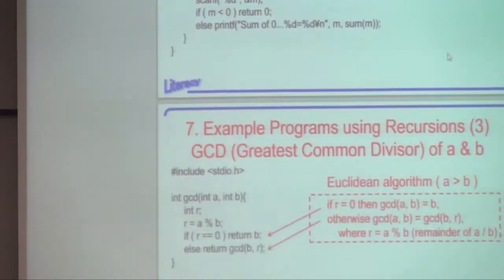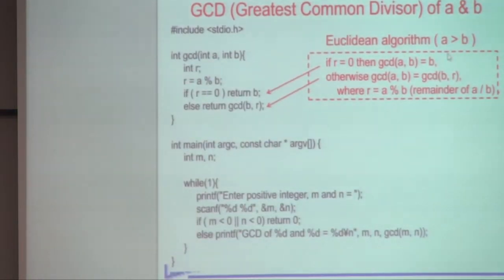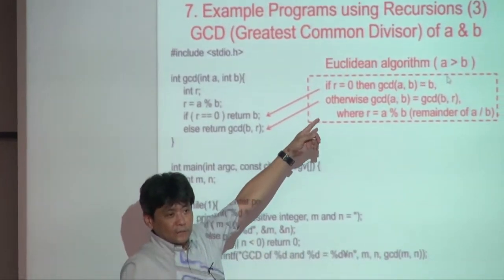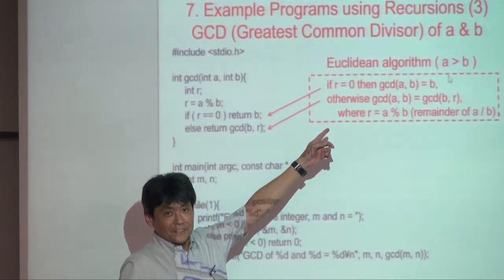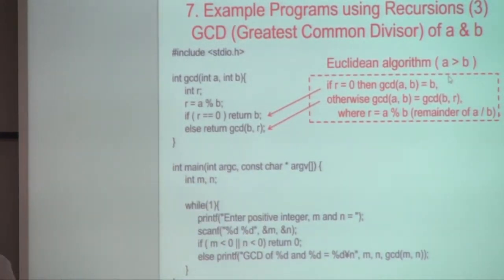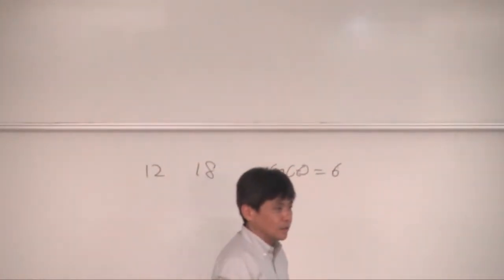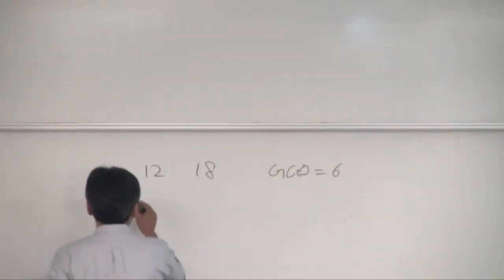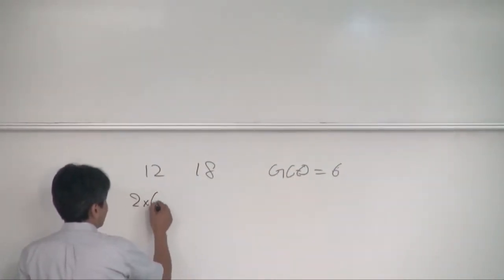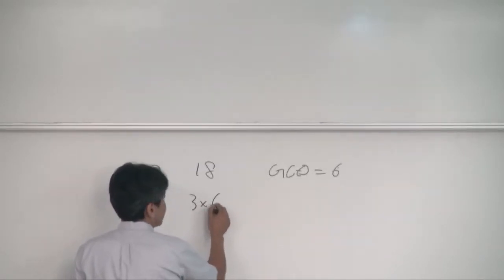So the final example is GCD. Do you know GCD? The greatest common divisor. 2 multiplied by 6 plus 3 multiplied by 6.